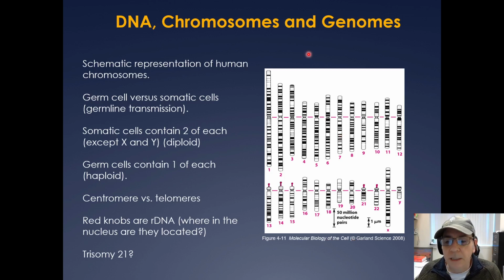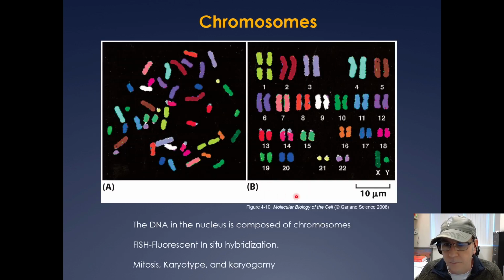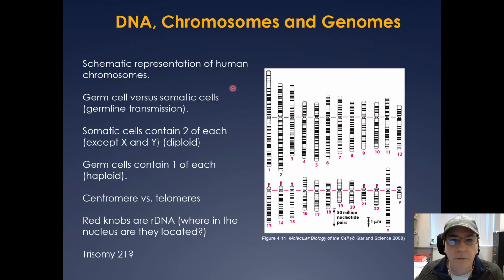Here's a nice schematic representation of the human genome. Here they are color-coded. If you do a schematic representation of the human chromosomes, you can see them here. And once again, you have germ cells versus somatic cells. A somatic cell will copy these, then divide, and so there's two copies of these, versus in germline transmission you end up with a haploid. So a somatic cell contains two copies of each of these chromosomes, whereas a germ cell contains just one copy.